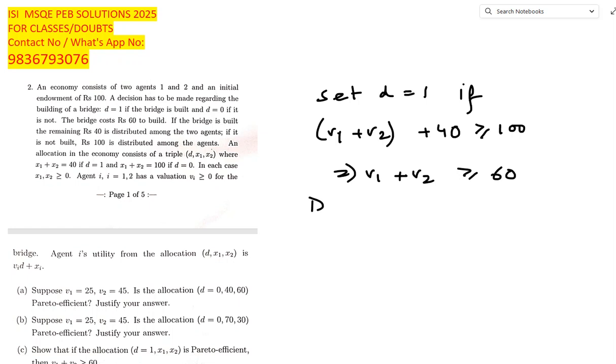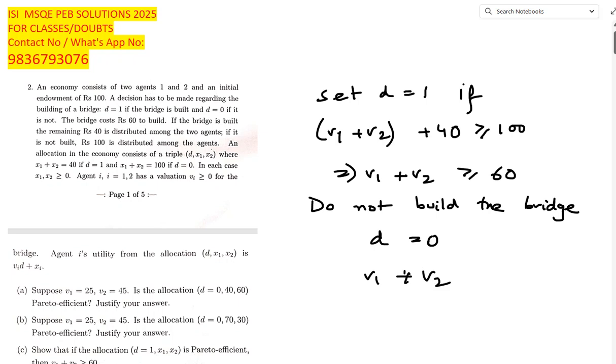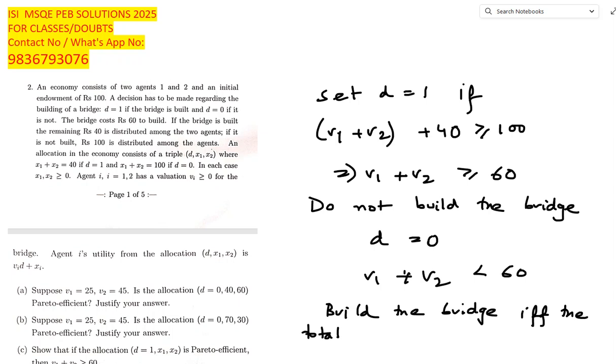Suppose we do not build the bridge, that is D is equal to 0. Then V1 plus V2 will be less than 60. So this gives a clear-cut efficient decision: build the bridge if and only if the total valuation of both agents is at least rupees 60.